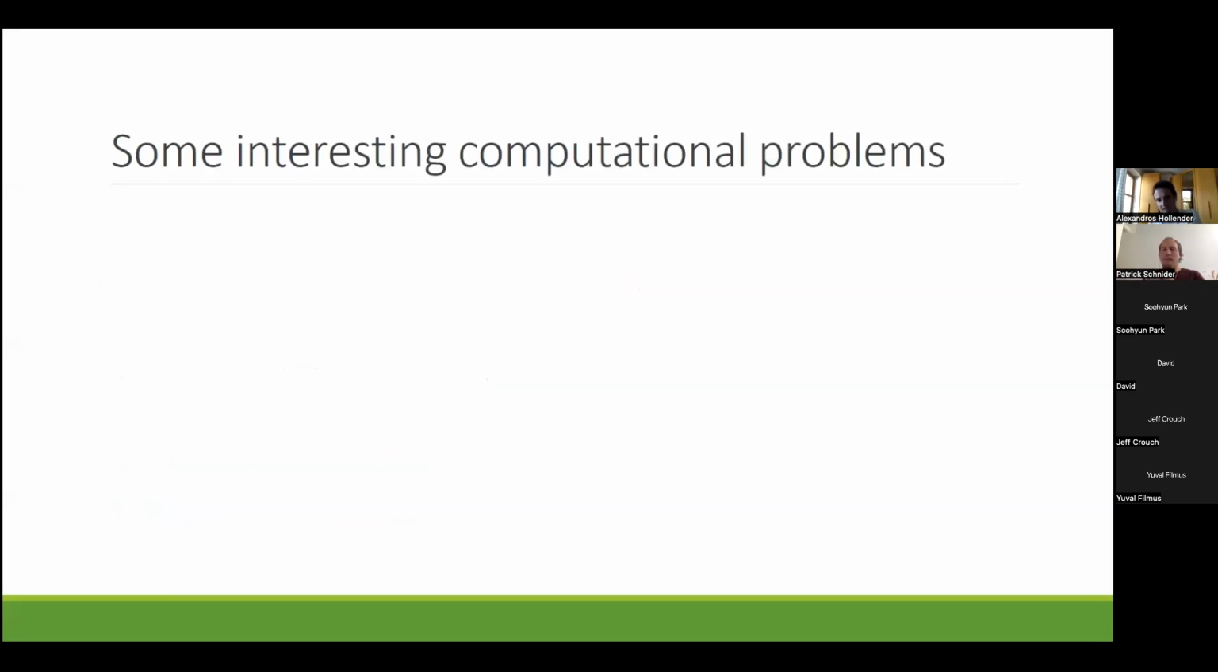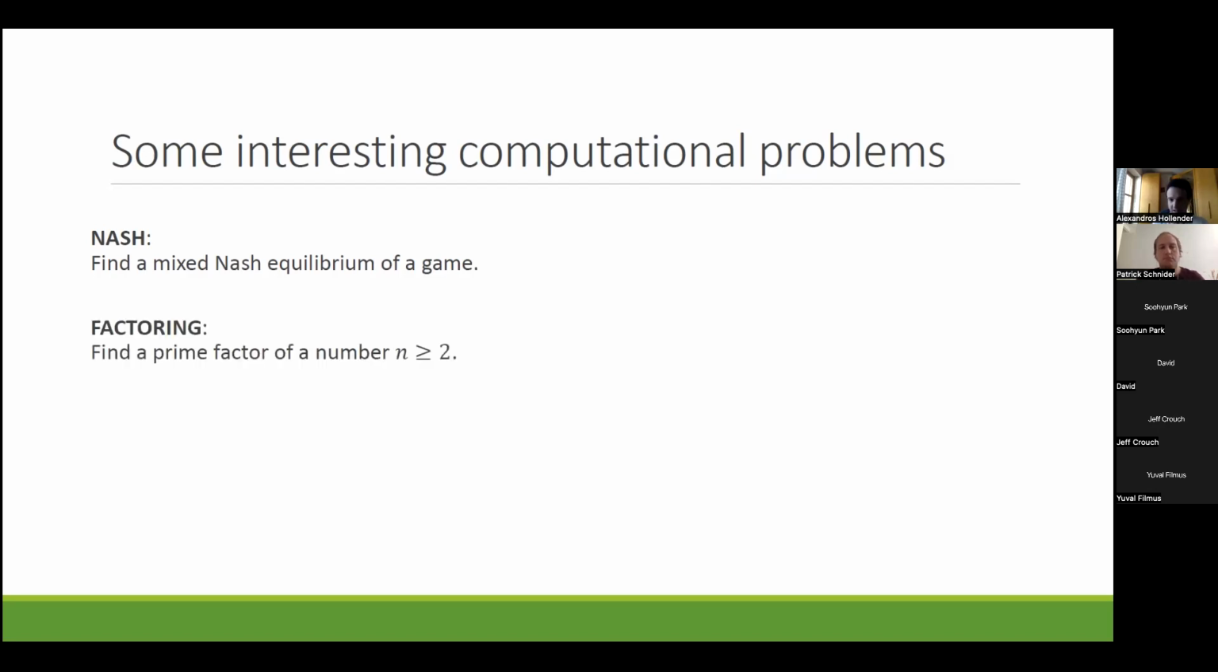So let me just start with a general introduction. I'll list some computational problems that I think are quite widely thought to be of interest. The first one is the Nash problem. Given a game, let's say a 2-player game, compute a mixed Nash equilibrium of the game. Another example, even more famous, the factoring problem. Given a number, compute a prime factor of that number.